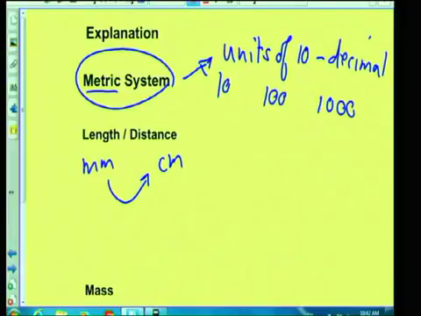And then the next jump, so the jump there is a size of 10. The next jump to get from centimeters to meters is 100.